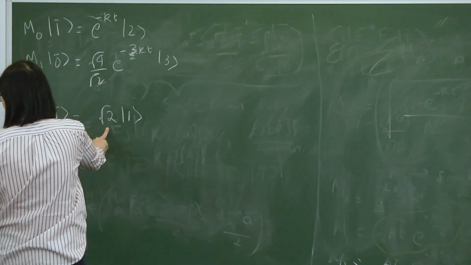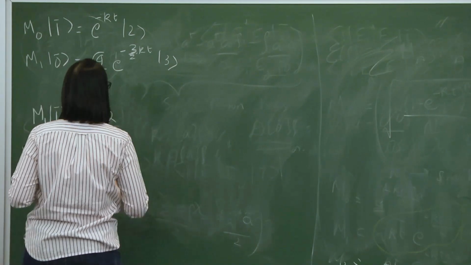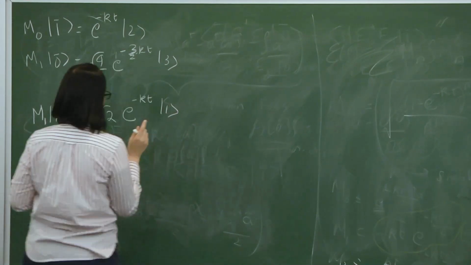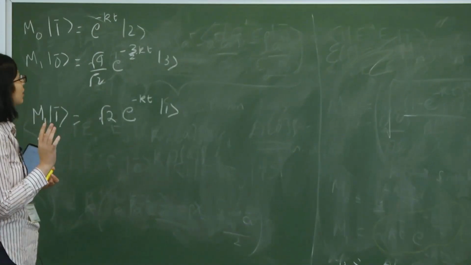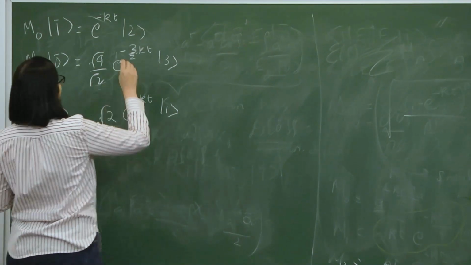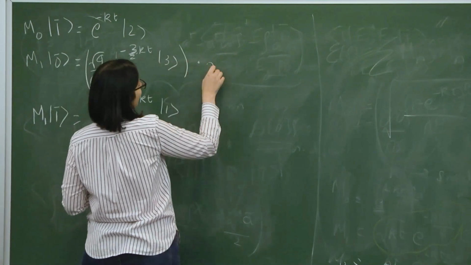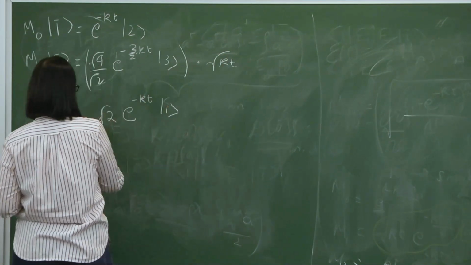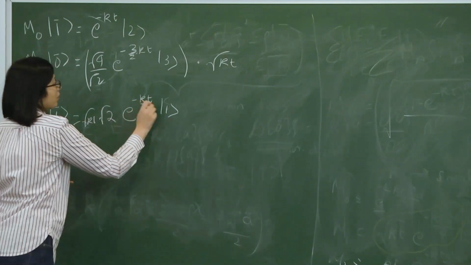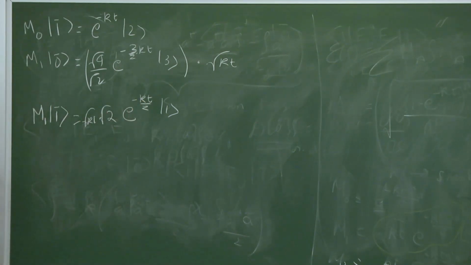And this one is... Oh yes, sorry. Square root of kappa t and square root of kappa t. Is that good now? Are we good? Okay. Good, I did it correctly here.